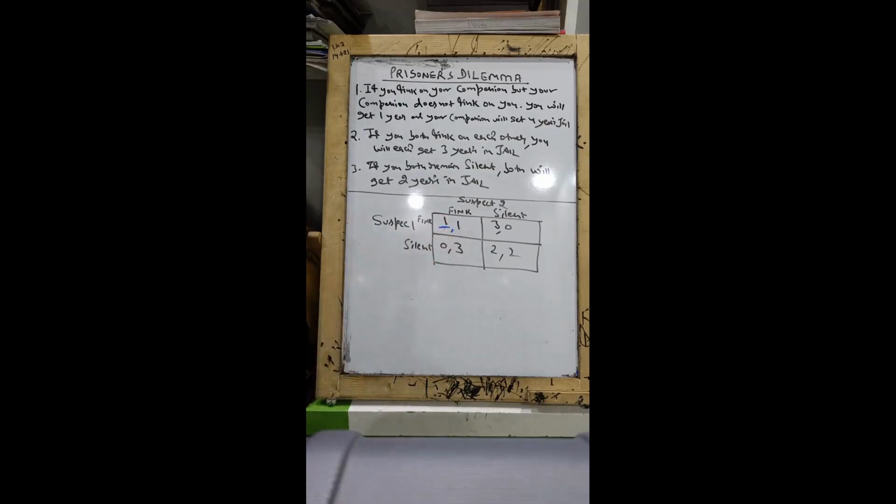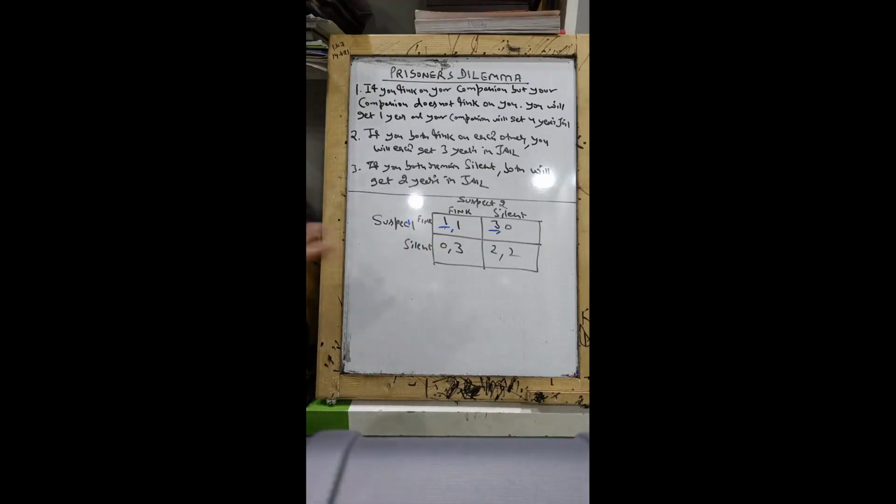I repeat. If suspect 1 thinks that suspect 2 is gonna think, suspect 1 has to decide whether he is gonna think or remain silent. If he thinks, he'll get 1 year of freedom. If he remains silent, he'll get 0 years of freedom. So it makes sense for him to think. Now, suppose suspect 1 thinks that suspect 2 is going to remain silent. Again he has to decide whether to think or remain silent. If he thinks, 3 years of freedom. If he remains silent, 2 years of freedom. Again it makes sense for him to think.